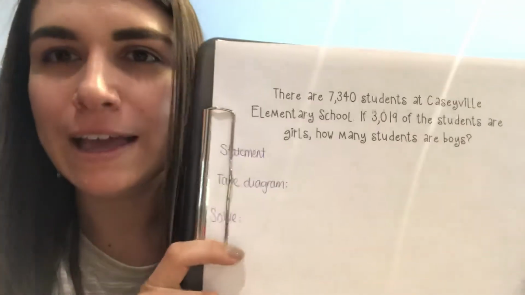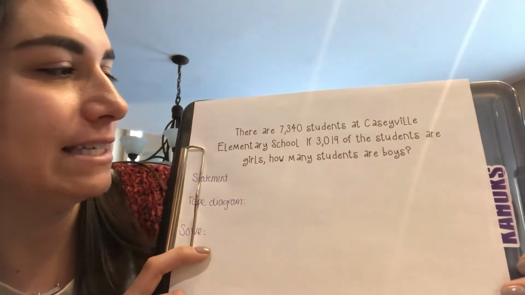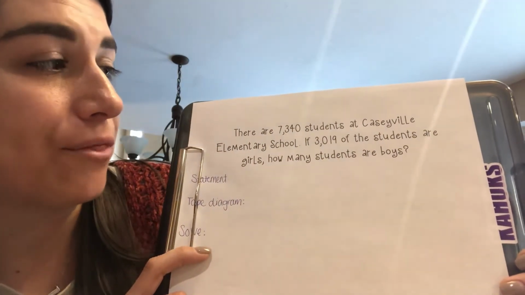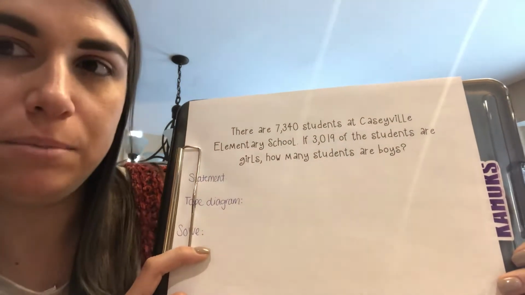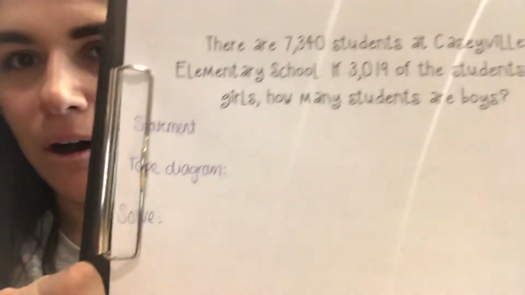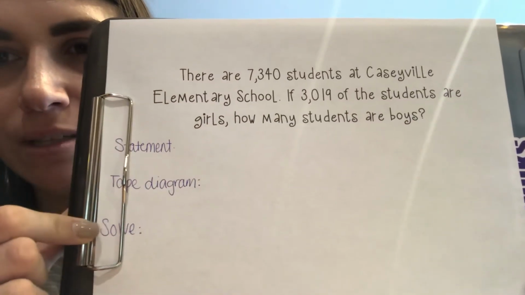So I made up the problem, so this is not how many kids are actually attending Caseyville, but here's your word problem. There are 7,340 students at Caseyville Elementary School. If 3,019 of the students are girls, how many students are boys? So go ahead and pause the screen. Remember to write a statement, a tape diagram, and solve.